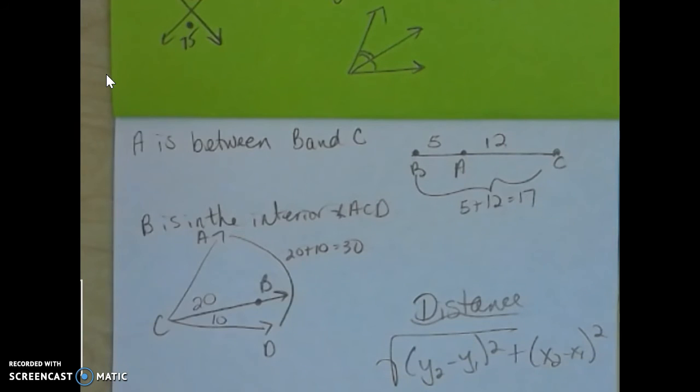So that's it for Chapter 1. We did a lot of basics where we were drawing pictures and learning what things meant. Make sure you know the difference between a line array and a line segment. And then when you're doing segment and angle addition problems, remember, one small piece plus the other small piece is the whole thing.